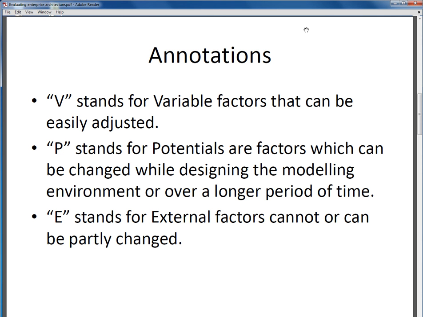Before explaining the different perspective annotations, the factors in the processes need to be explained. The V stands for variable factors that can be easily adjusted. The P stands for potentials, which are factors that can be changed while designing the modeling environment or over a longer period of time. The E stands for external factors that cannot or can only be partly changed.